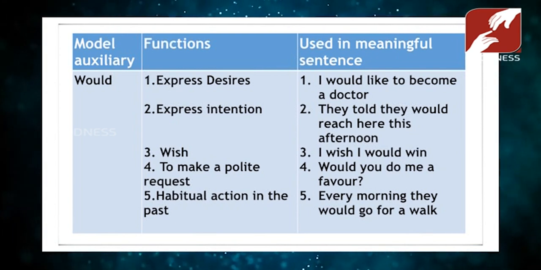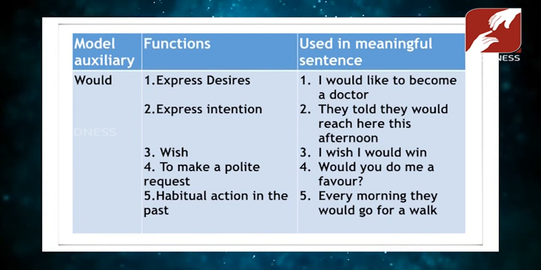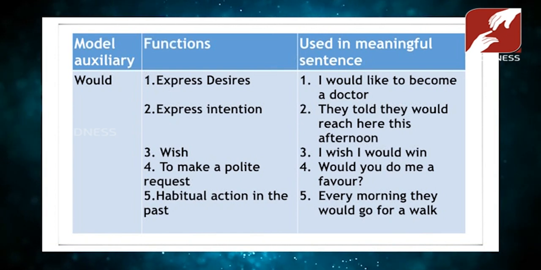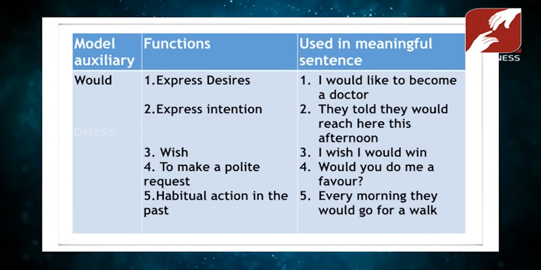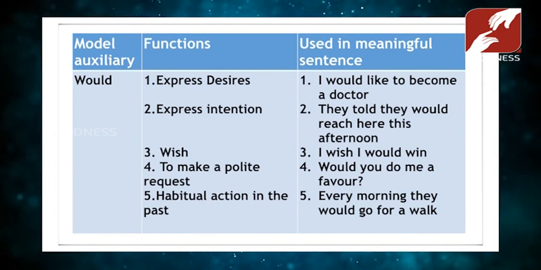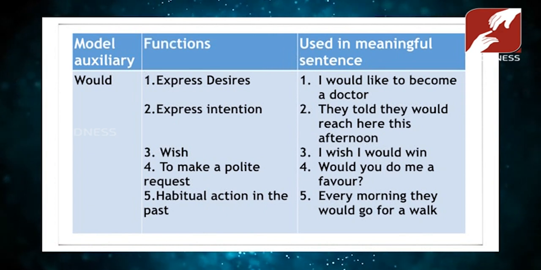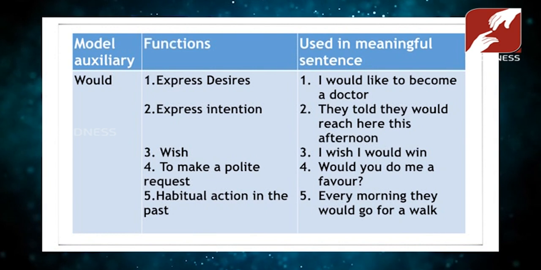And the very last usage of would is that it denotes habitual actions in the past. What is that? See, these habitual actions in the past mean something that happened in the past, is happening even now and will happen tomorrow. These are known as habitual actions in the past.